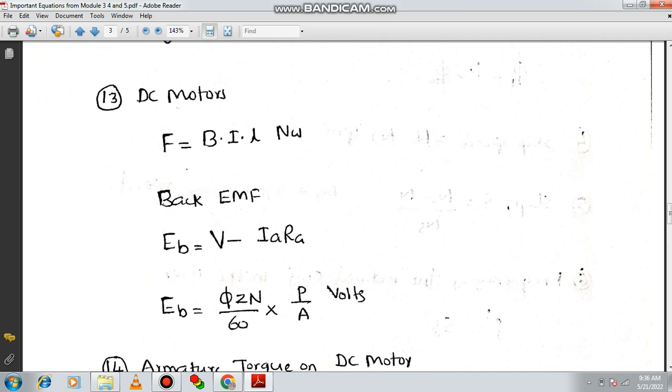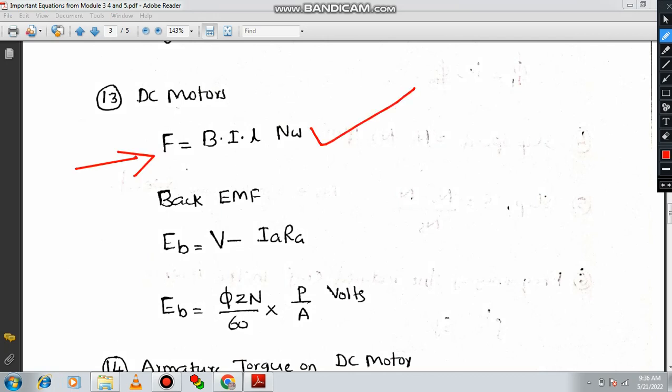When it comes to motor, when a current carrying conductor is placed in a magnetic field, it experiences a force. That is the working principle of DC motor. Therefore, force can be computed using the formula B into I into L newton, where B is the flux density, I is the current through the conductor, and L is the length of the conductor.